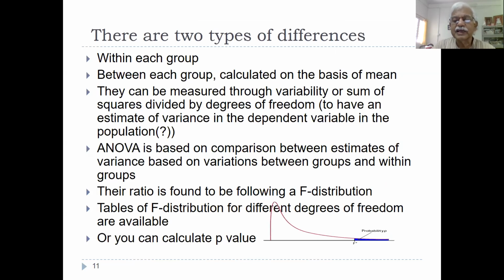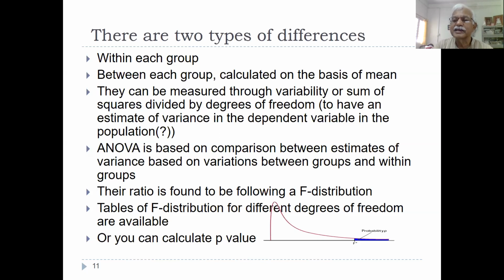ANOVA is based on comparison between estimates of variance based on variations between groups and within groups. Please, I'm repeating because this is a very important point, that ANOVA is based on comparison between estimates of variance based on variations between groups and within groups.